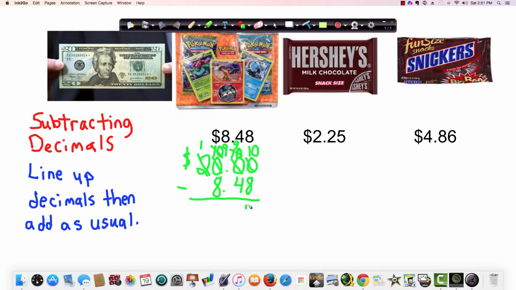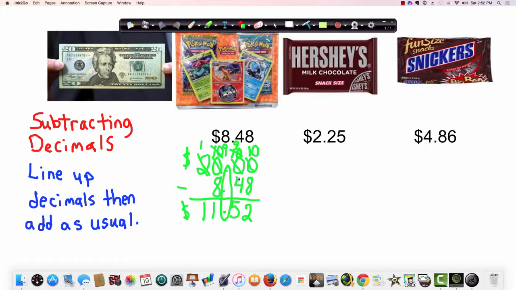So 10 minus 8 is 2. 9 minus 4 is 5. I have to align my decimals, so I see the decimals aligned, and I'm going to put it here. So make sure that they make a straight line up and down. Then over here, 9 minus 8 is 1. And then in the tens place, I still have 1 left over, so I can bring it down. And so now I have $11.52 left over.